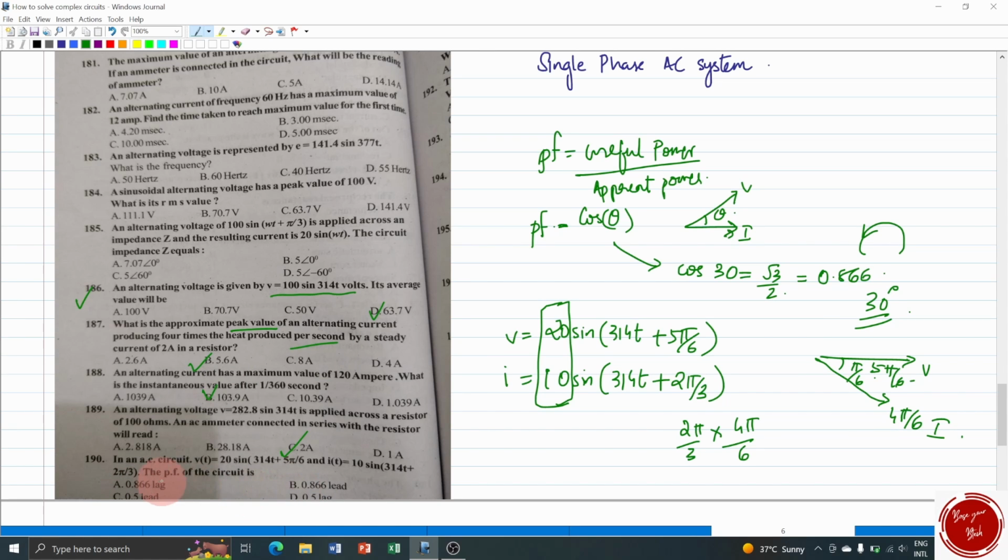Now what is this, lag or lead? We have to check whether the current is leading the voltage or lagging the voltage. Here current is behind the voltage, so 0.866 lag. Option A is the right answer.